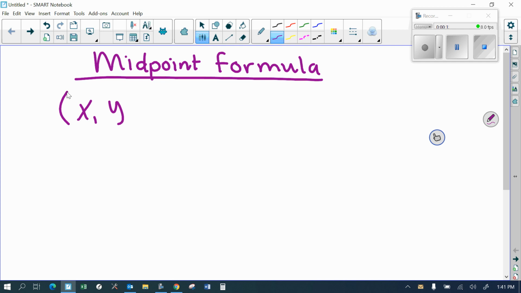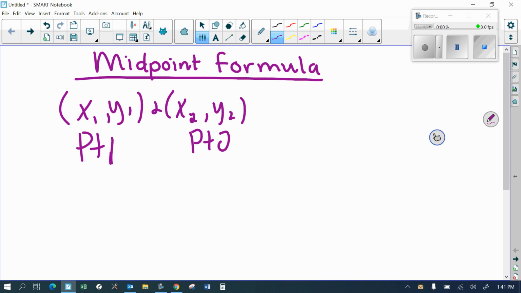x sub 1 comma y sub 1, that's point 1. And x sub 2 comma y sub 2, point 2. All the subs mean is point 1 and point 2. That's all it means. So if I have those 2 points, the midpoint is the average. Midpoint equals average of x comma average of y.